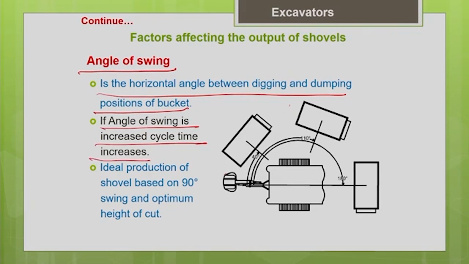So the ideal production of a shovel is based on a 90 degree swing. That is what I told you, the truck will be placed at 90 degree. 90 degree is the ideal condition, and the actual height of cut in your project site should be the same as the optimum height of cut. That combination will give you ideal production.